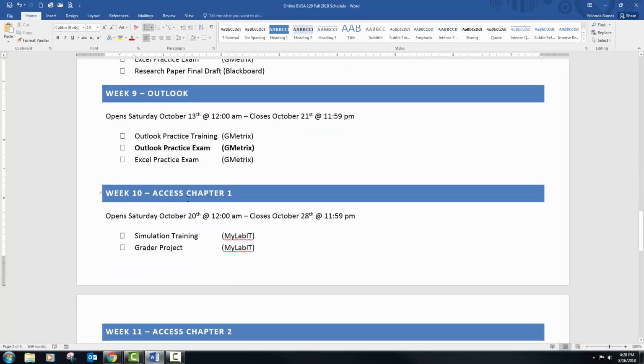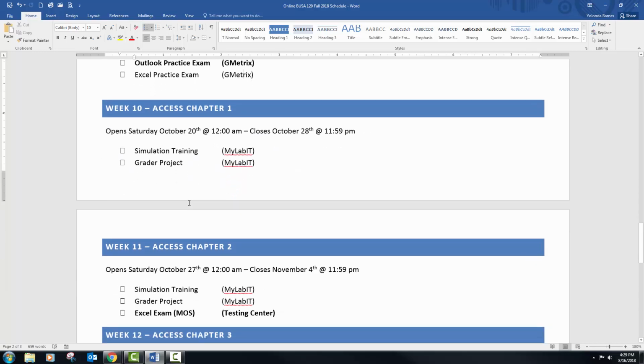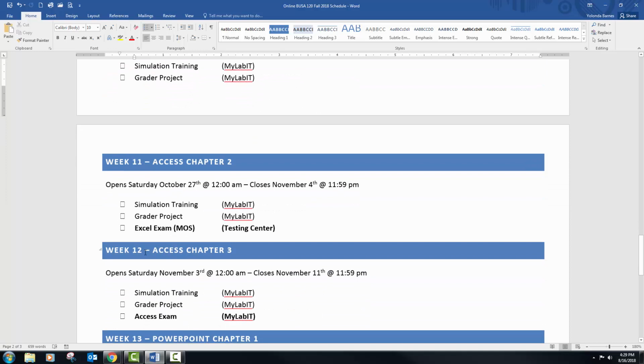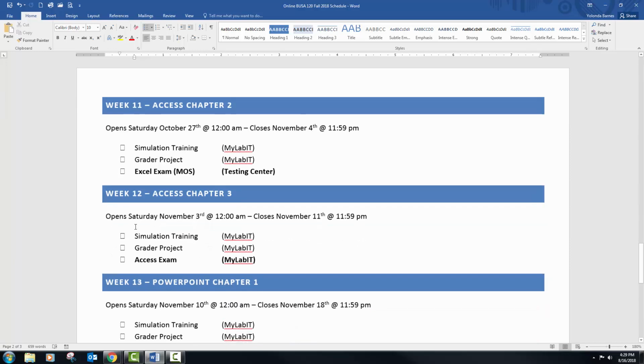Week 10, we move to Access, and in Access, we are going to be working with the first 3 chapters of Access. So I've divided those up for 3 weeks. So chapter 1 is week 10, chapter 2 is week 11, and then chapter 3 is week 12. By week 11, you should have practiced Gmetrics enough that you are now ready to go sit for your Microsoft Office exam at the Testing Center for Excel. Week 12, you're going to be taking the Access exam.